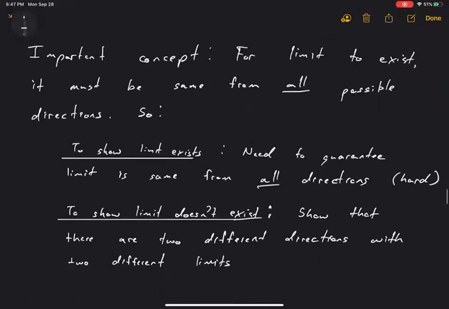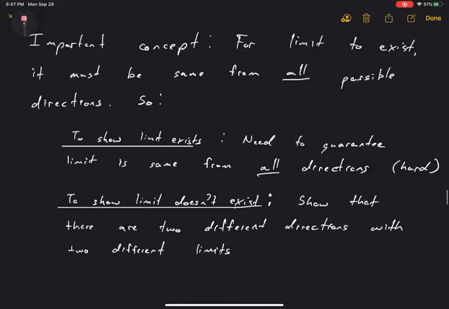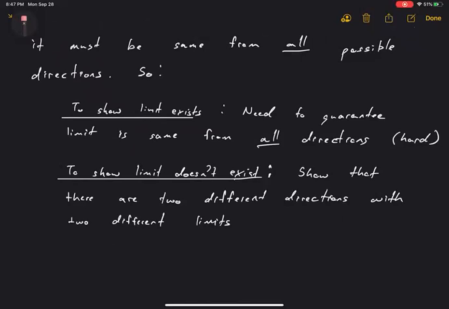So the concept here is, for a limit to exist, it must be the same from all possible directions, every single possible direction. Now, what does this mean in practice? Showing a limit exists and showing what it is can be kind of difficult, because we need to guarantee that the limit is the same from all directions. Obviously, we can't check an infinite number of directions by hand, right? So this is a little hard. It's definitely not impossible. I think we're going to do that in this section.